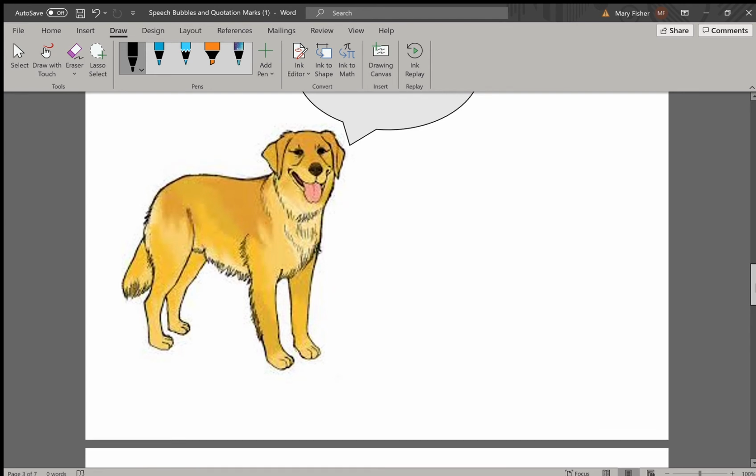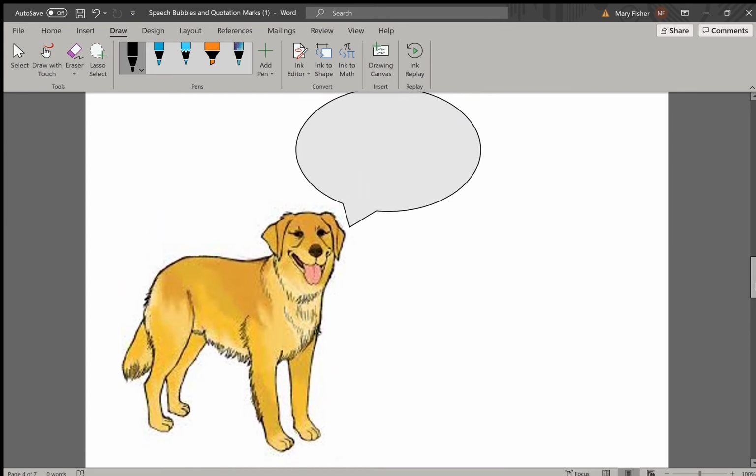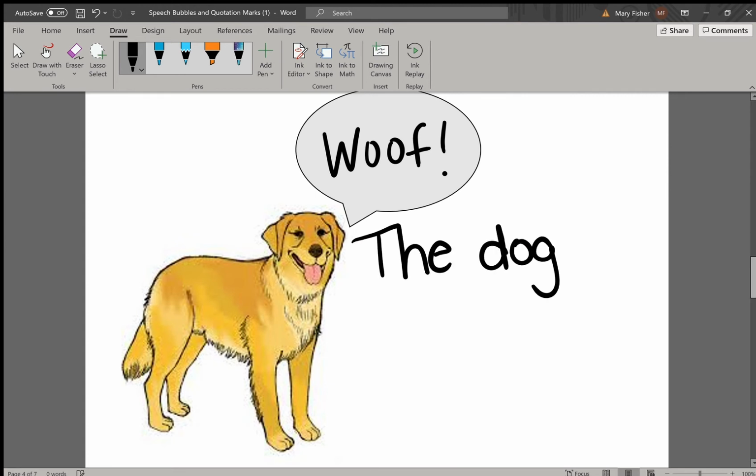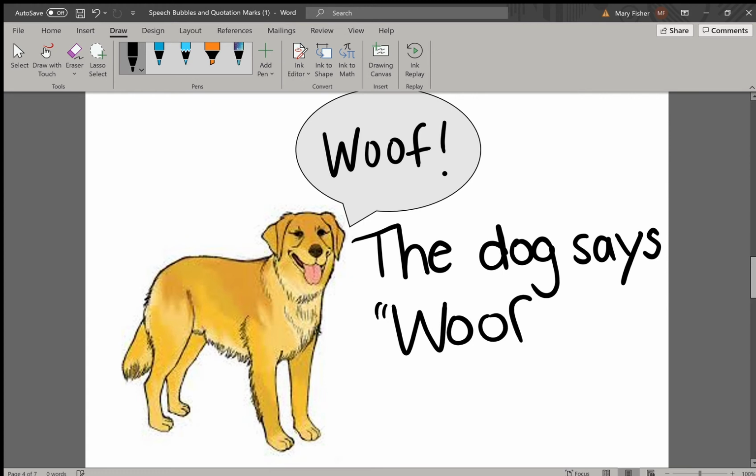Let's try one more animal. Right, I have a dog here. I know the dog would say woof. So if I were to put it in a sentence, I would say, the dog says, now there's those quotation marks to put what's inside the speech bubble, "woof," and another set of quotation marks. So let's do some more examples now using people.